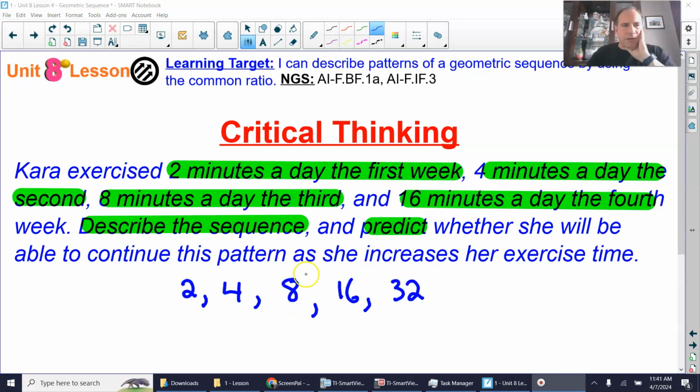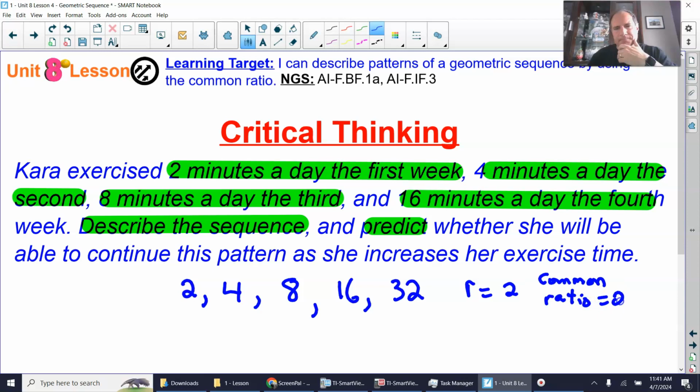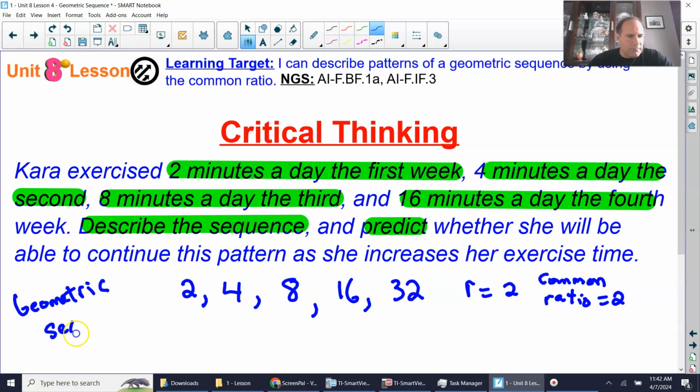The first thing I noticed here was that Kara exercised for 2 minutes in the first week, 4 minutes in the second, and 8 minutes in the third. If you're looking at the numbers, you should know what the r is. The r is 2, and that's the common ratio. Now it's asking you to describe the sequence. A common ratio of 2? It's a geometric sequence, so let me just put that down with a common ratio of 2.